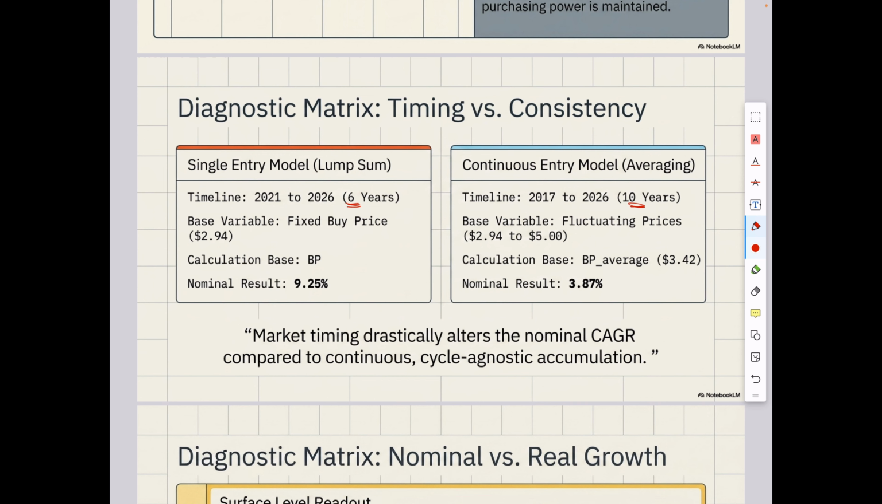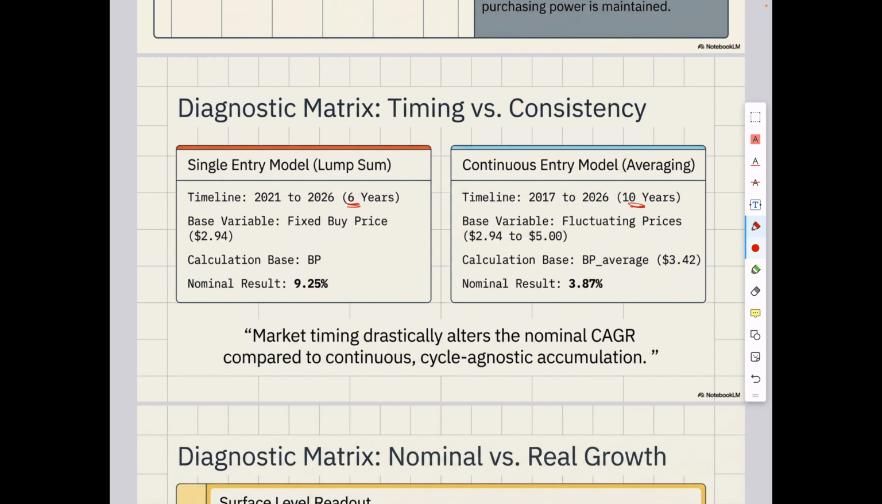Do you want to do single entry or a continuous entry model? I also have many different ways to do it. I can do it with dollar cost averaging, I can do it as a lump sum, I can do it ad hoc, but still sort of averaging. In the next few videos, I will also explain what dollar cost averaging means, and we'll also look at some mathematics of dollar cost averaging, right?